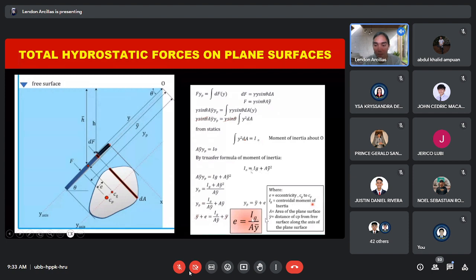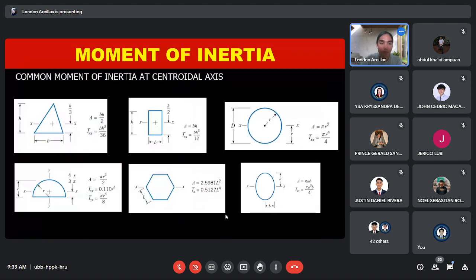Moment of inertia due to the centroidal axis over the area times the distance from CP to the plane surface. So, let's have an example para mas maintindihan. Magkaiba yung center of gravity sa center of pressure. So, ito pala yung mga common inertias of centroidal axis. Magdedepende kung ano yung shape na sinubmerge natin.